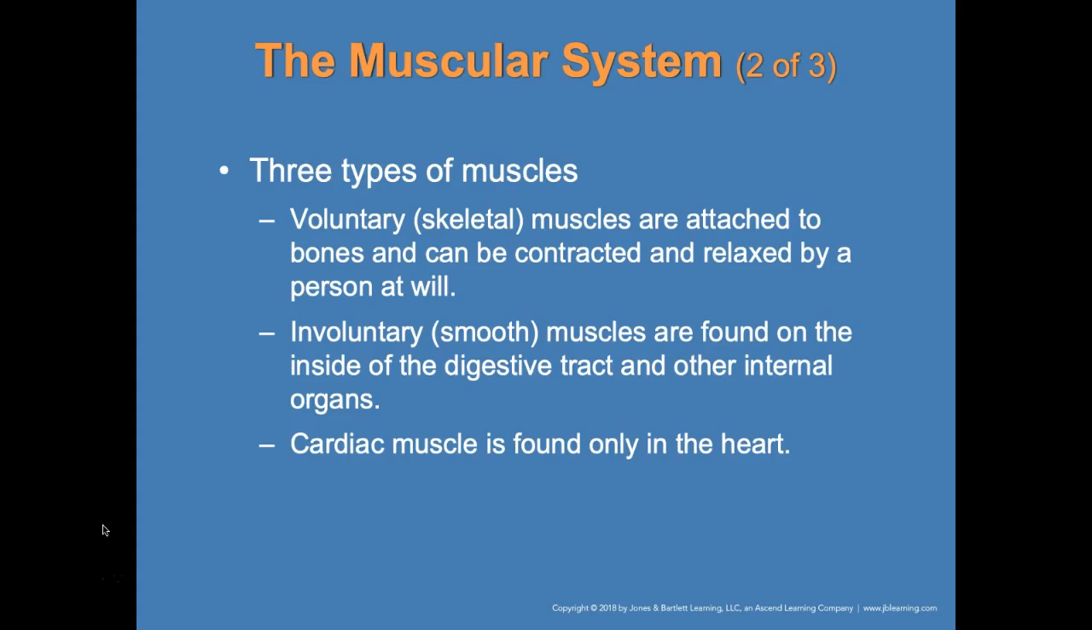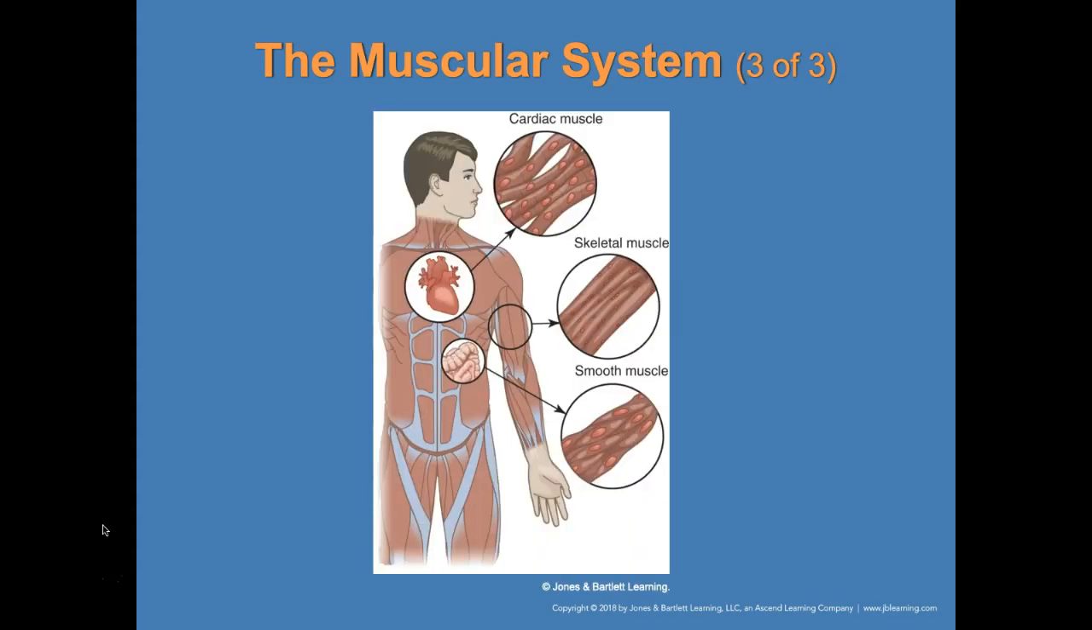Then we have cardiac muscle, which is only found in the heart and is able to produce electrical impulses to keep that heart beating. Quick diagram of those different types of muscle. Skeletal muscle, which is our voluntary muscle that we have control over. Smooth muscle, which is involuntary, we have no control over. And then the cardiac muscle, which is only found in our heart.